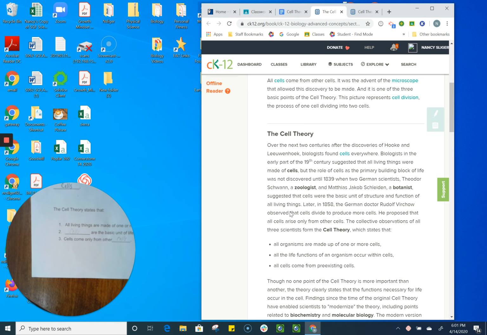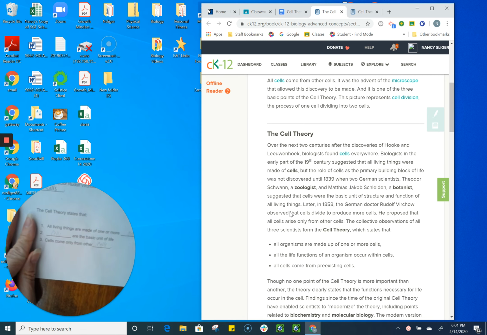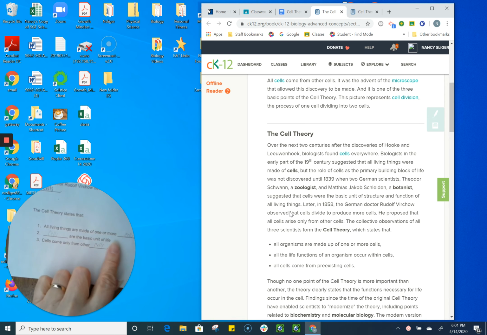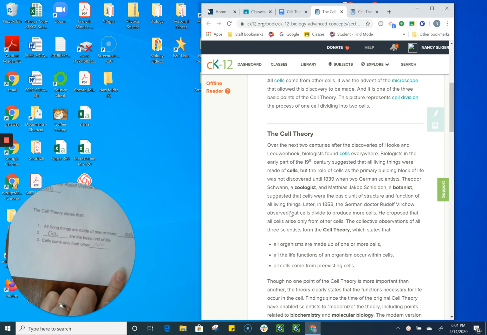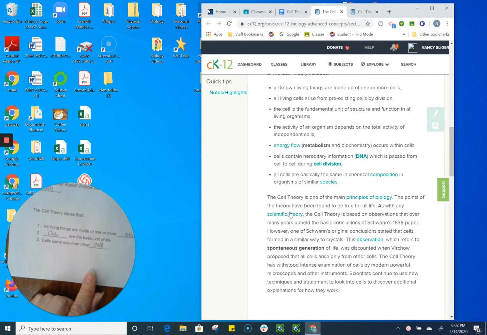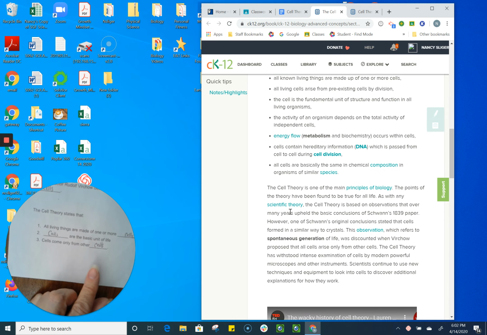With the cell theory, all living things are made of one or more cells, cells are the basic unit of life, and cells come only from other cells. So that's the cell theory, and those are the people involved.